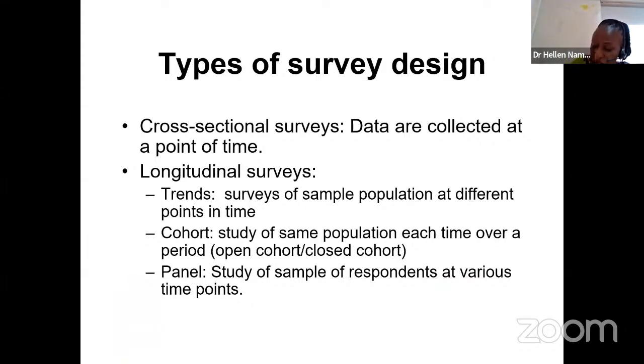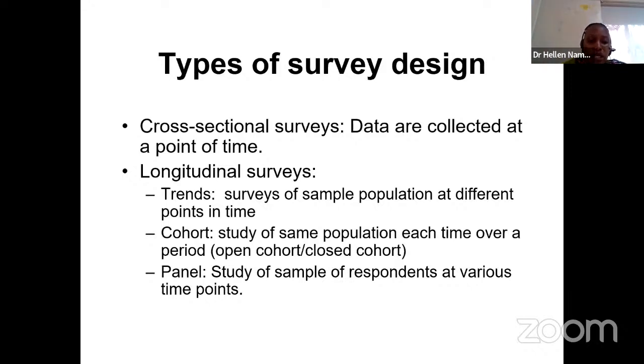For example, you can take postgraduate students that have entered in this particular academic year, and then you keep tracking their progress until when they graduate. That is a cohort study. You're tracking the same population or the same group of people.